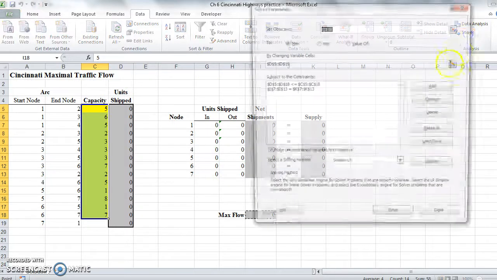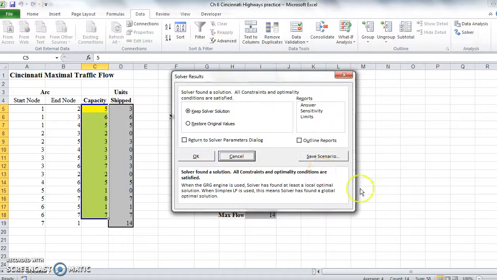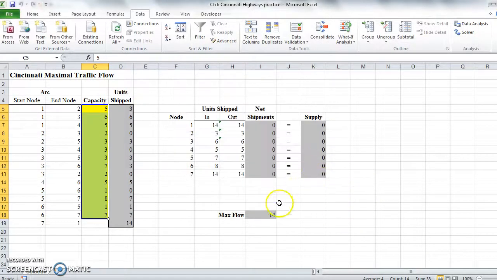So in this case, we simply invoke Solver, go with the sanity check. Yes, we're set up for max, Simplex LP. Let's run here. And in this case, a maximum flow, whatever our units are, in this particular case, it's vehicles. All right, we're set up, we can get a flow of 14.